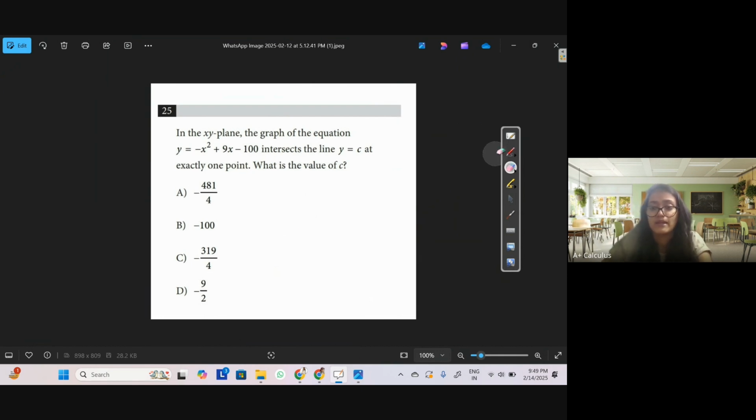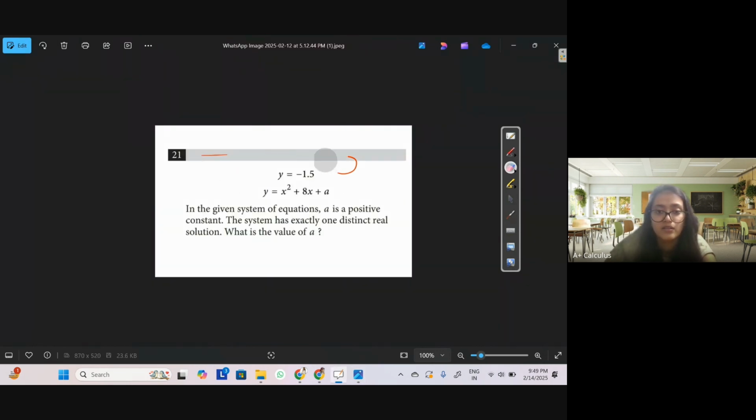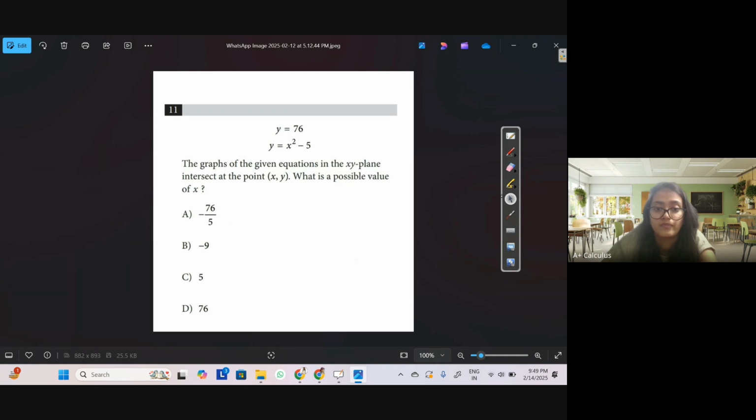The second question type is this one, in which they will give you that the system, they intersect. See, in this question, this parabola and the line, they intersect at exactly 1 point, and we have to find out the value of C. Okay, let's see the next question. This is exactly similar. You have a line and you have a parabola, and it says that the system has exactly one distinct real solution. We have to find out the value of A. So they can give you the number of solutions, and you will have to find out the value of a missing variable. In this one, you have to find out what is the possible value of X.